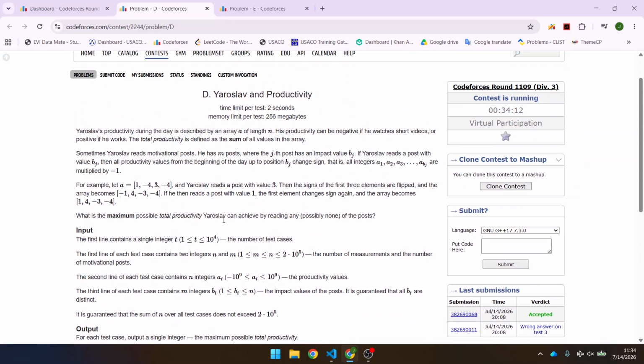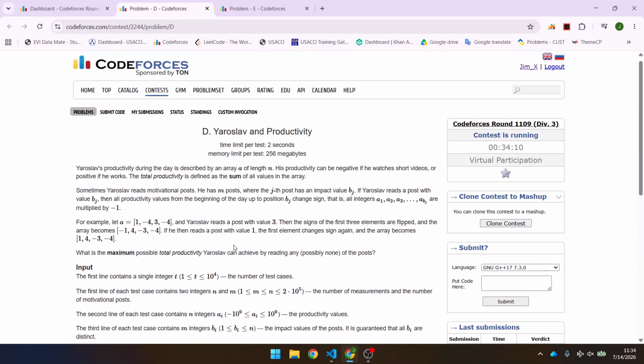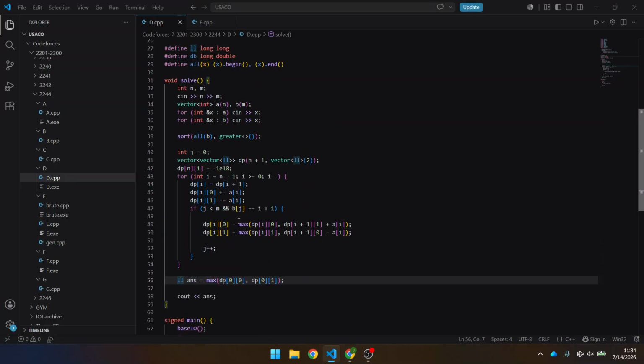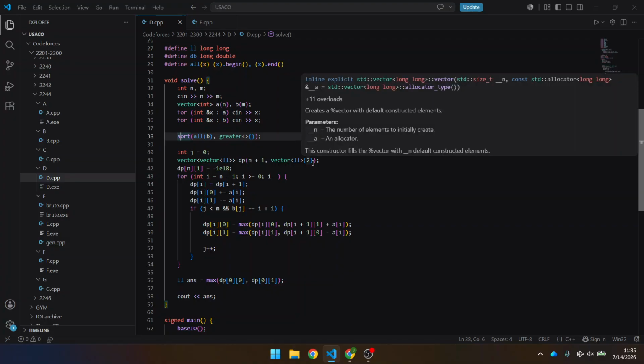Next one, D. Okay. D is a DP, right? So first I sort all of b in decreasing order. So now it's two pointers plus a DP. For the DP, first just dp of size n plus 1 as a vector of long long, size 2.